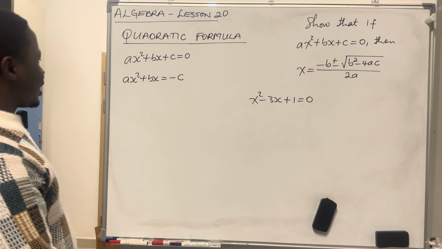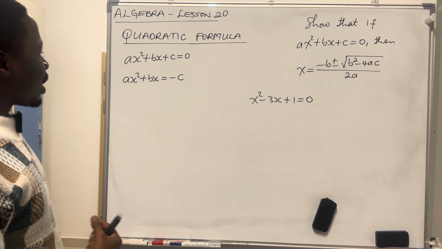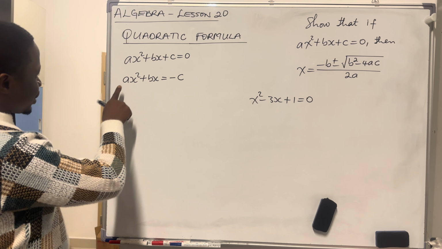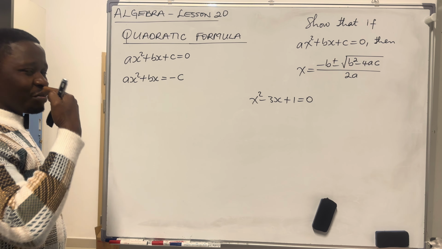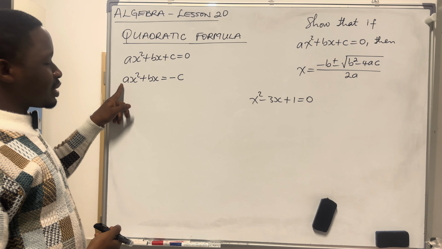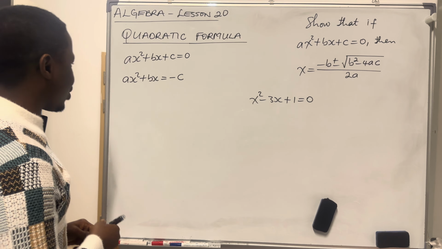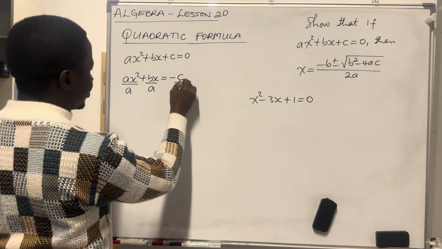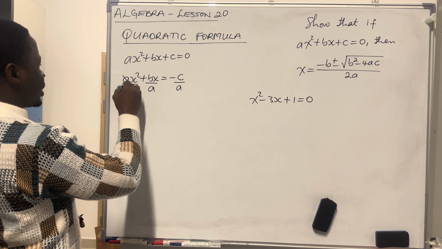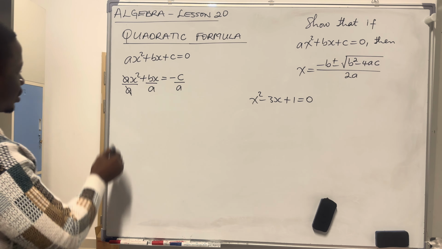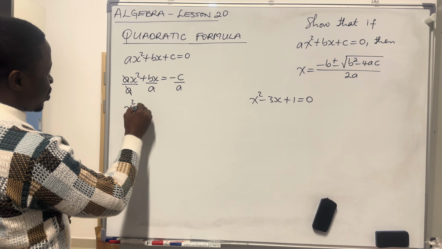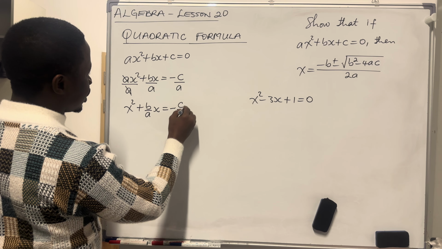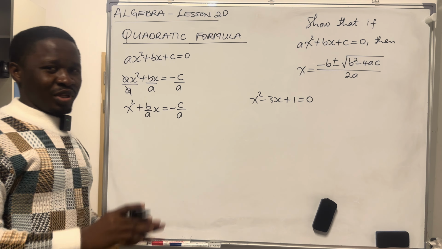What is next? The next thing is to make sure that the coefficient of the squared term is 1. And the coefficient here is not 1. What makes it not to be 1 is a. So use that a to divide throughout, use a to divide every term. So a takes away a, and we are left with x squared plus b over a x equal to minus c over a. I hope you are getting it.